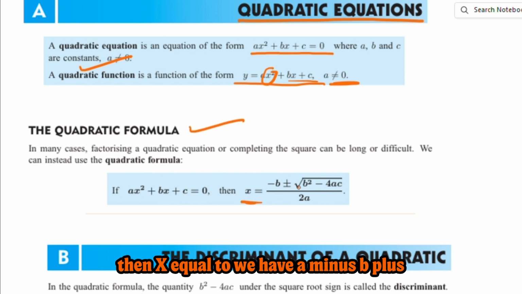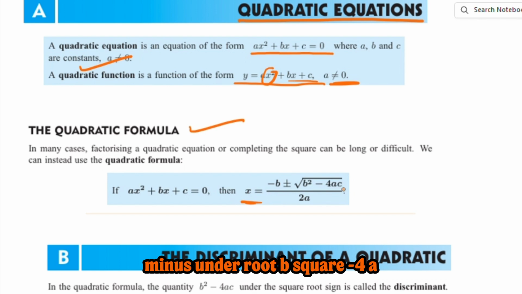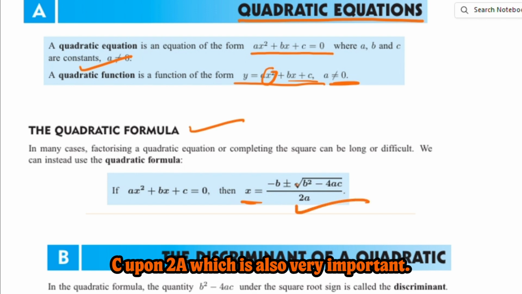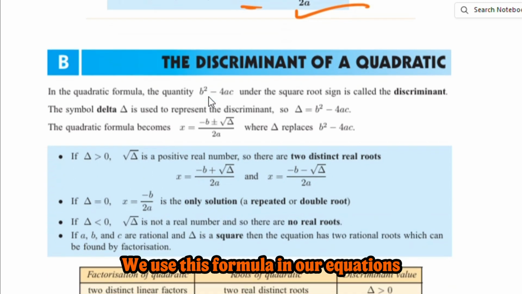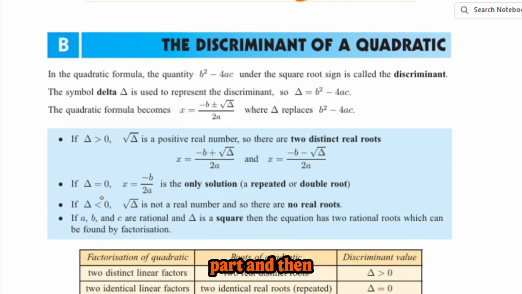And we have the quadratic formula: if ax² + bx + c = 0, then x = (−b ± √(b² − 4ac)) / 2a, which is also very important. We will use this formula in our equations part.